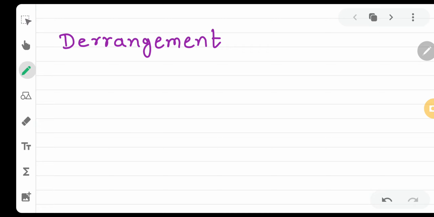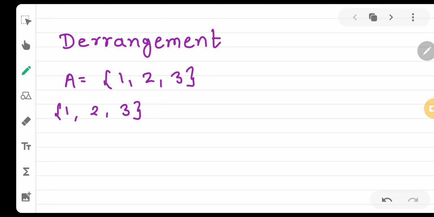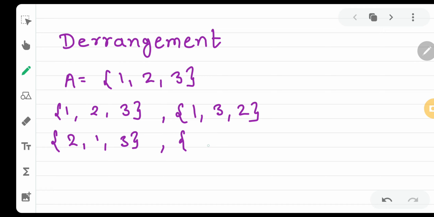So let us say I have a set A in which there are three elements 1, 2, 3, and I want to do the permutation of all the elements inside the set A. How many permutations are possible? So first permutation is itself 1, 2, 3. The second one is 1, 3, 2, right? These are the first two permutations. I also can say 2, 1, 3. Okay, I also can say 2, 3, 1. Also, I can say 3, 1, 2 and 3, 2, 1.